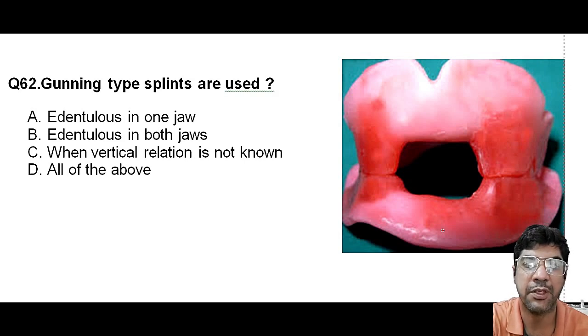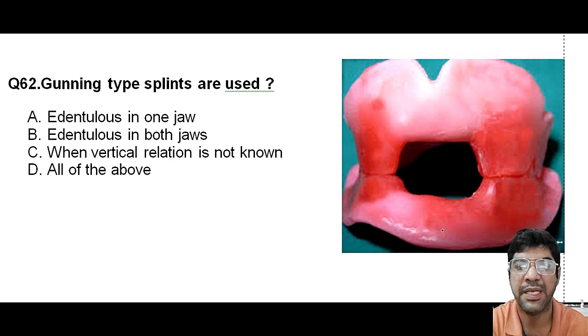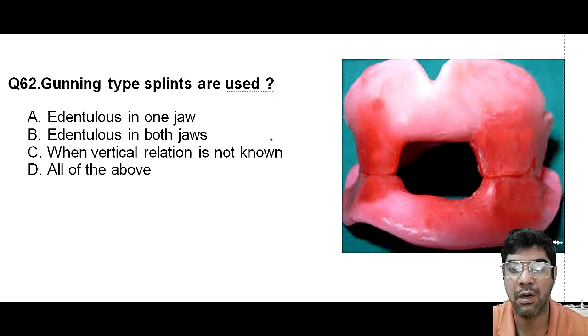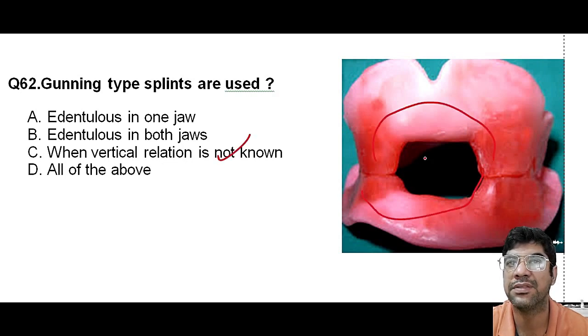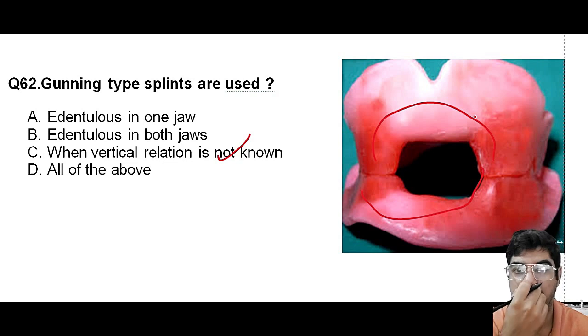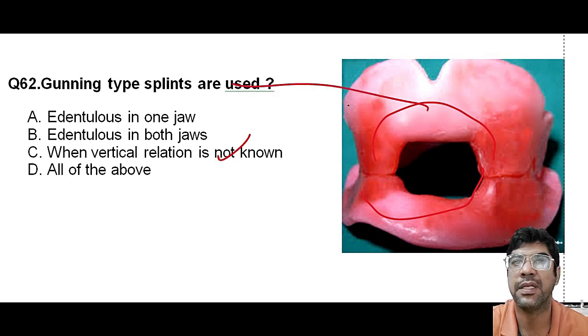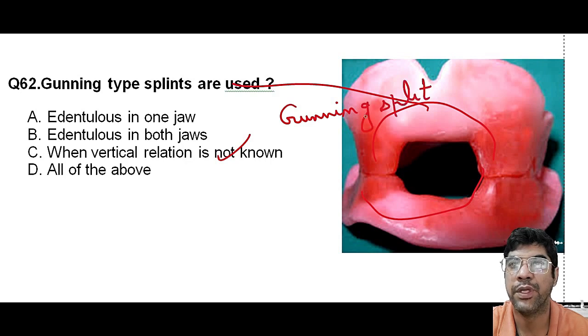Gunning-type splints are used when the patient is edentulous in one jaw or in both jaws, or when the vertical relation is not known. So it is used in the case of edentulous patients. This is the Gunning splint. It will provide support, stability and proper alignment. So remember, this is the Gunning splint that we use.